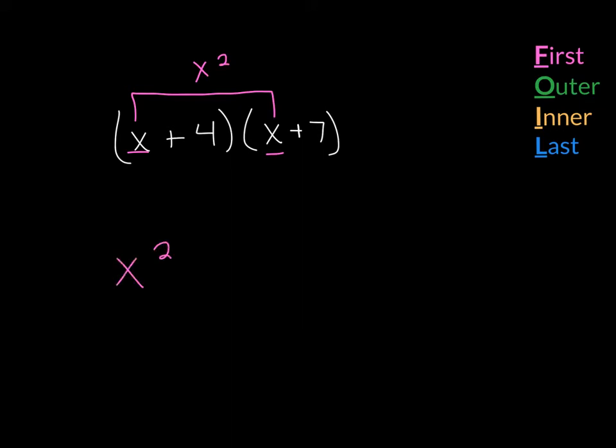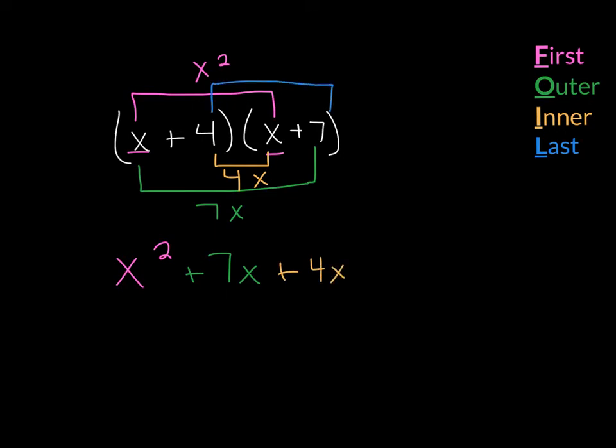Then we do the outer, and those are the two that are on the outside. And x times 7 would be 7x. And then we do the two terms that are inner. That would be 4 times x, which is 4x. And then we do the last, which is 4 times 7, or 28.